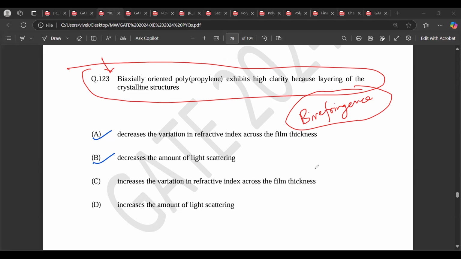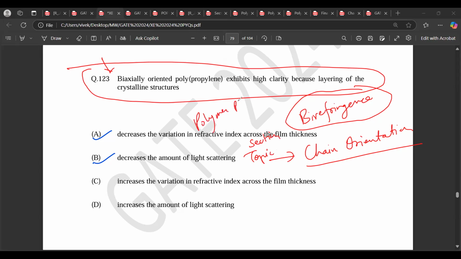What is birefringence? There is a chapter in my graduation, chain orientation in polymer physics. It is one major topic section. The whole section is on chain orientation, and the subject was polymer physics. At that time I read Gedde. That is the most difficult book, but it has a large amount of information.